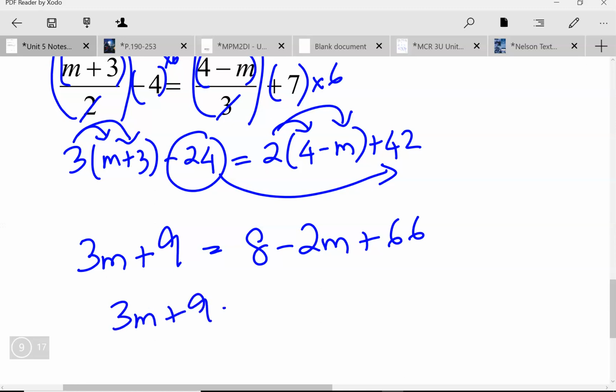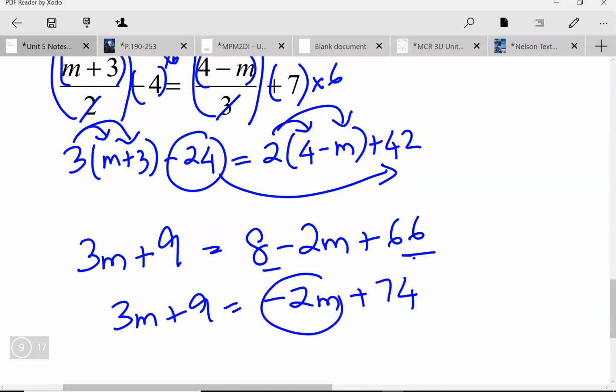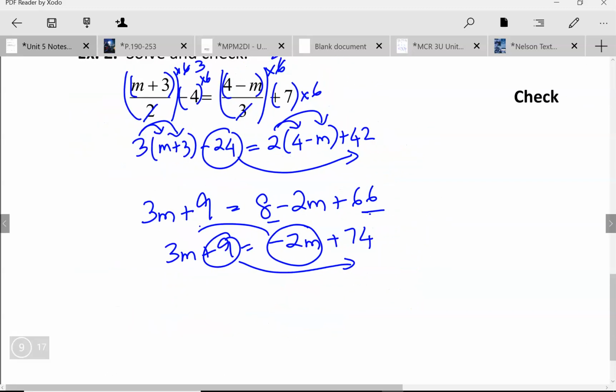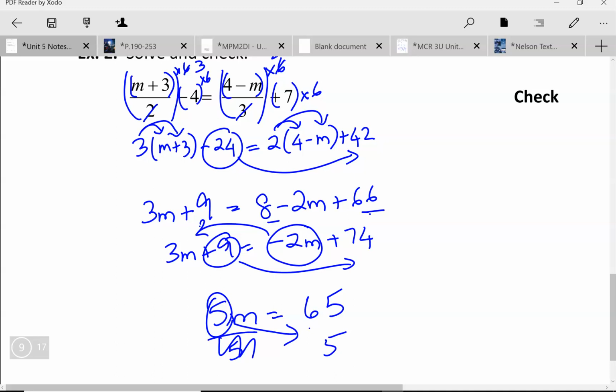I'll write the extra step. 8 plus 66 is 74. Now I'm going to move the 2m over here, move the 9 over here. I get 3m plus 2m is 5m. 74 minus 9 is 65. Moving the 5 to the denominator, m equals 13.